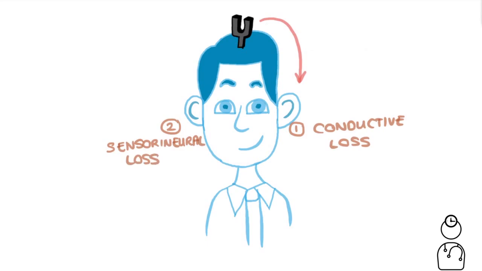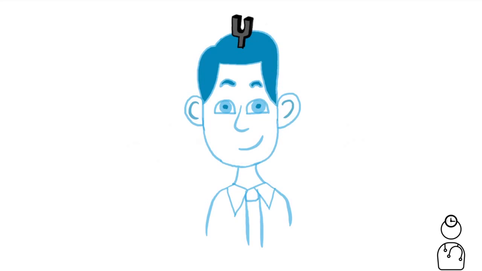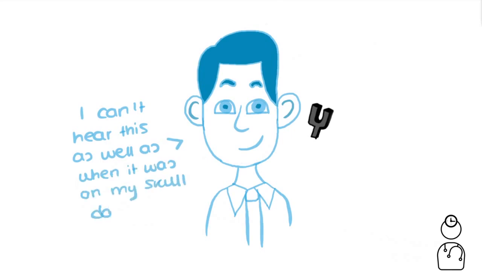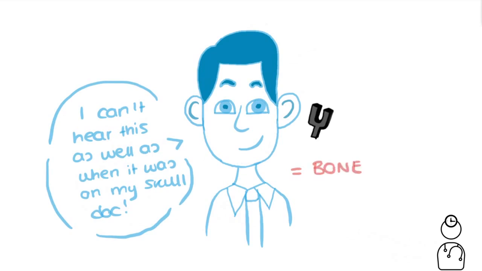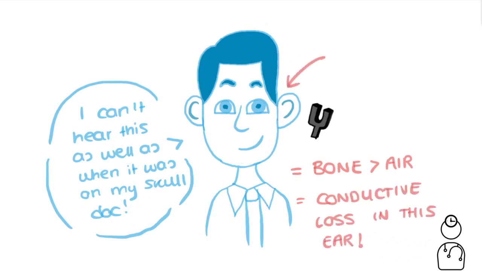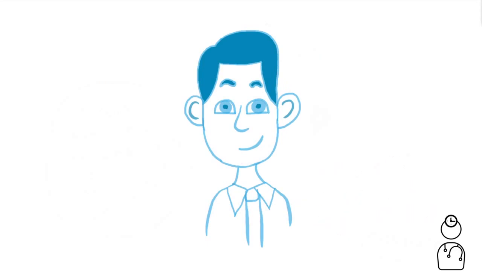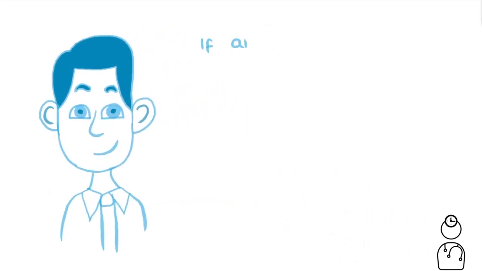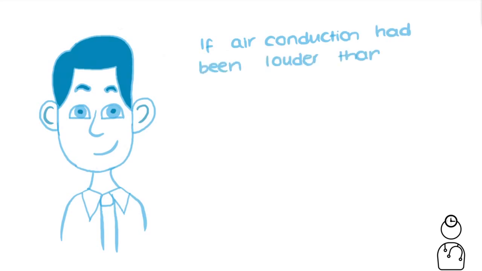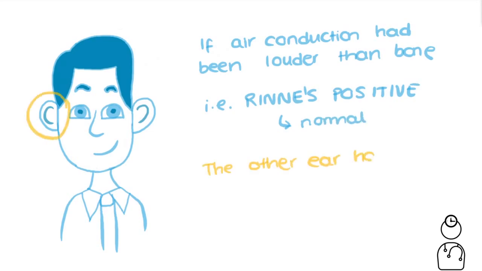Now we can do the Rinne's test. We take the tuning fork, place it on Bob's mastoid process, ask him when he can stop hearing it, and then place it next to his ear. Since Bob is saying that the sound was louder when it was on his mastoid process than when it's next to his ear, it means that bone conduction is better than air conduction, meaning there's a conductive hearing loss in this ear. We'd also repeat Rinne's on the other side to check it's normal. If Bob had had a normal Rinne's test, also known as a positive Rinne's test, where the air conduction is better than bone conduction, it would mean that the other ear has a sensory neural hearing loss.